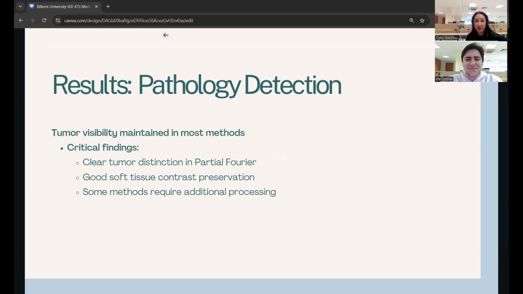Now for our results in the pathology detection. When we use the tumor detection datasets, tumor visibility was maintained in most of the methods, and there was very clear tumor distinction in the partial Fourier method. There was good soft tissue contrast and preservation in most methods. However, some methods do require additional processing, which Efe will talk about now.